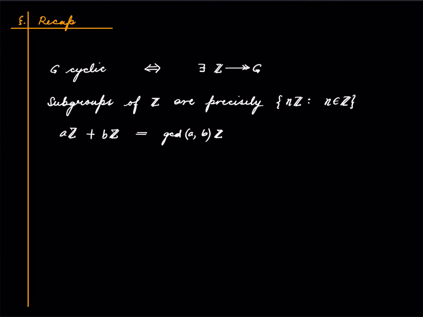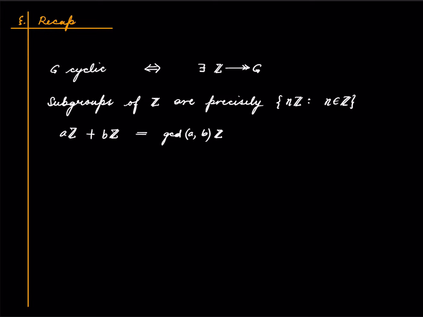We will continue our discussion on cyclic groups, and let us recall a few things that we need for this lecture. So we saw that if G is a cyclic group, then there is a surjective group homomorphism onto G with the domain group being Z, and conversely. Meaning if there is such a surjective group homomorphism, then G is cyclic. So this was an alternate reformulation of the notion of cyclicity.